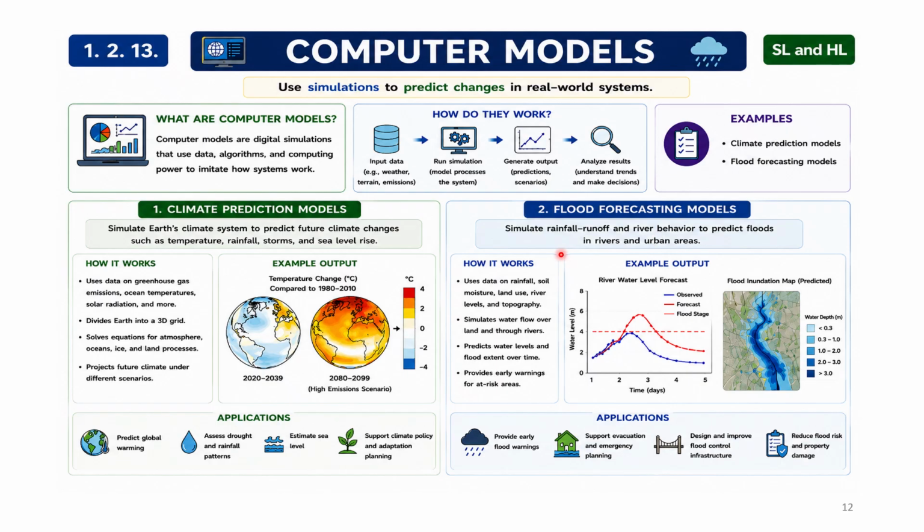Another key application is flood forecasting. These models use rainfall, soil moisture, topography, and river level data to simulate water movement through watersheds. The outputs include river level forecasts and flood inundation maps, helping authorities issue early warnings, plan evacuations, and design flood control infrastructure. These computer models enable scientists to explore future scenarios that cannot be directly observed, making them essential tools for environmental management, climate adaptation, disaster preparedness, and sustainable decision-making.